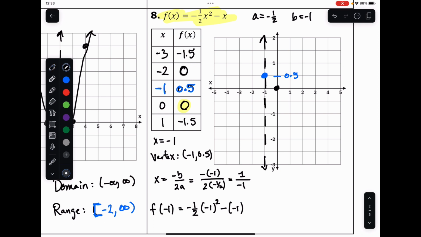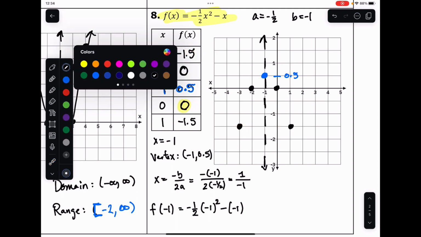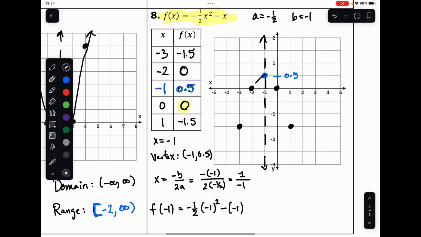So 0, 0, and at 1, we should go down to 1, negative 1.5. So that would be there. And another, again, to preserve symmetry, we have to have those points there, which again matches up exactly to what we have above. At negative 2, our y value is 0. And at negative 3, our y value is also negative 1.5. So let's connect those points from the vertex to the left and the vertex to the right. The parabola looks like this.